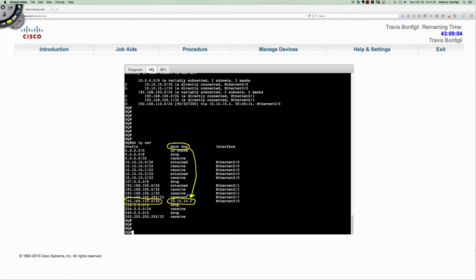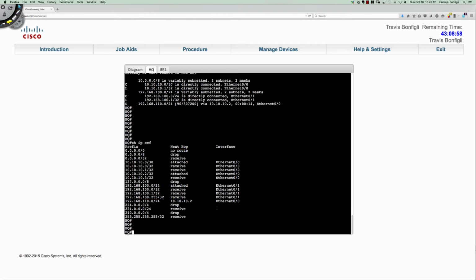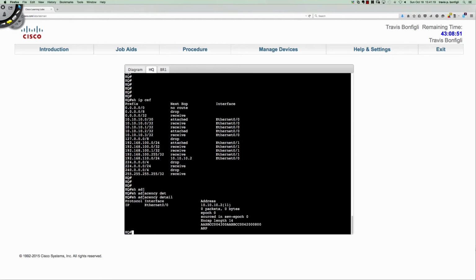So how does the FIB then make its next decision? What happens next? Well, we clear the screen. Let's say show adjacency detail. And sure enough, since I know about the next hop right here, 10.10.10.2, that means I've got an adjacency table entry for that.